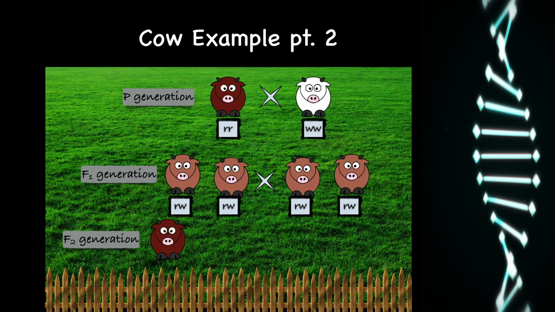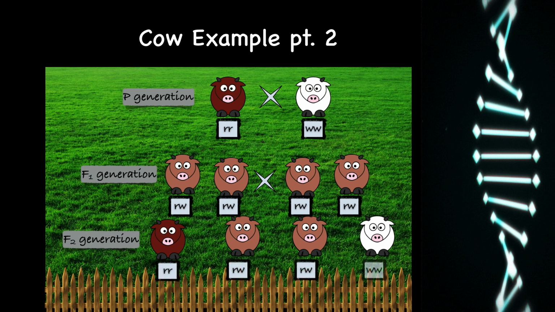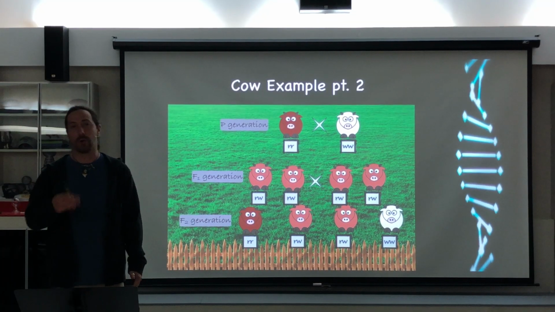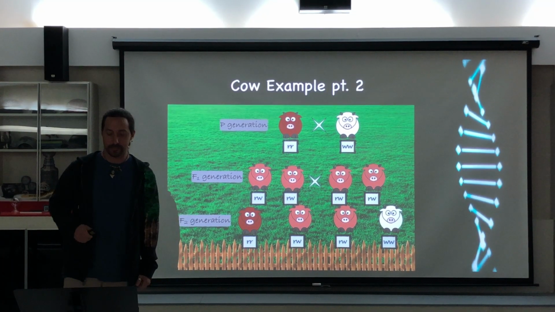that 25% would probably appear red, 25% would probably appear white, and 50% would probably appear roan. That's because 25% would be homozygous for just the red allele, 50% would be heterozygous, having both the red and the white allele, and 25% would be homozygous for only the white allele.